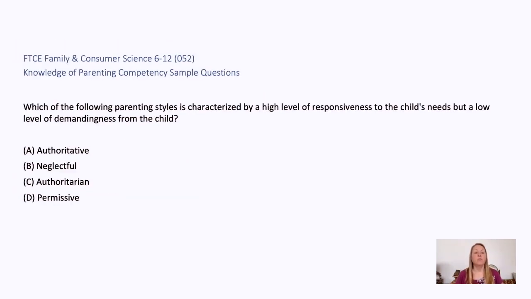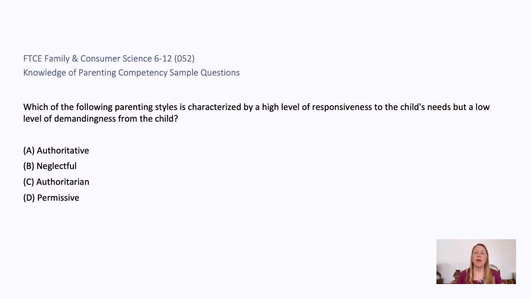Which of the following parenting styles is characterized by a high level of responsiveness to the child's needs, but a low level of demandingness from the child? A, authoritative. B, neglectful. C, authoritarian. Or D, permissive.